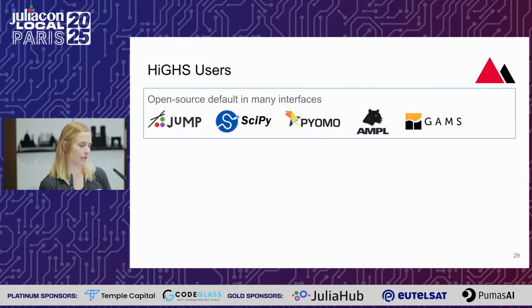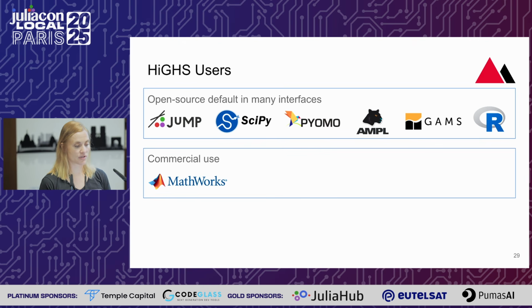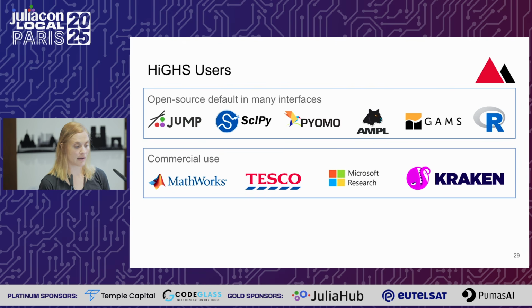I'll talk a bit about HiGHS use cases. We are the open source default in many interfaces now, including JuMP, SciPy, Pyomo, AMPL, GAMS, and R. We've got some reasonable commercial use from large companies like MathWorks, Tesco, Microsoft Research, and Kraken. Tesco is a large UK supermarket chain, and Kraken is a UK energy utility company. They were originally part of Octopus Energy, but they have branched out and become independent some time ago.